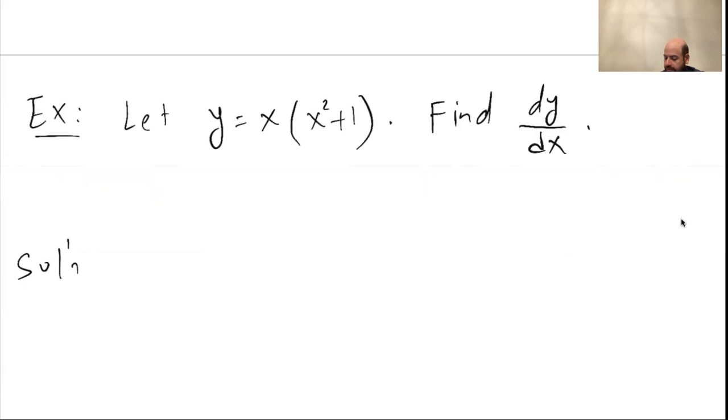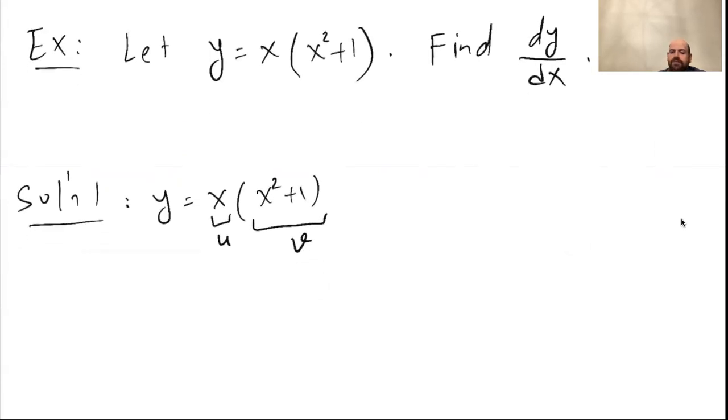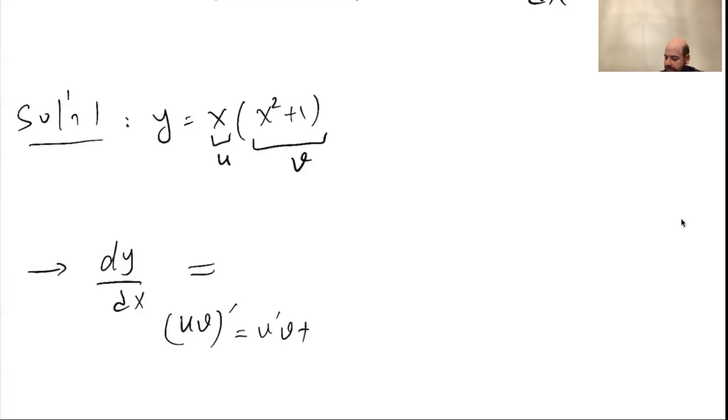So we can write two solutions. Solution 1, y is equal to x times (x squared plus 1). So I can call this one u and call this one v. So u times v. What is the derivative of u times v? Then dy/dx is equal to, so we know that the derivative of u times v is u prime v plus u v prime. So basically the derivative of x times x squared plus 1 plus x times the derivative of x squared plus 1.